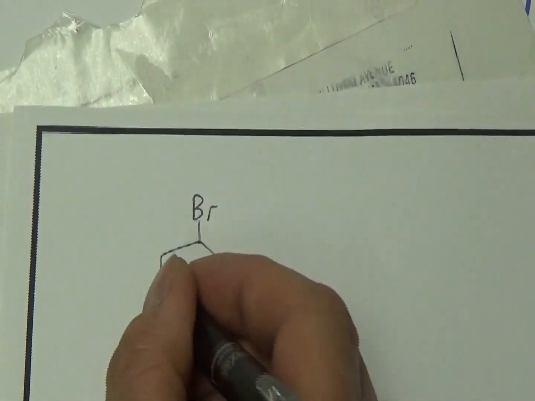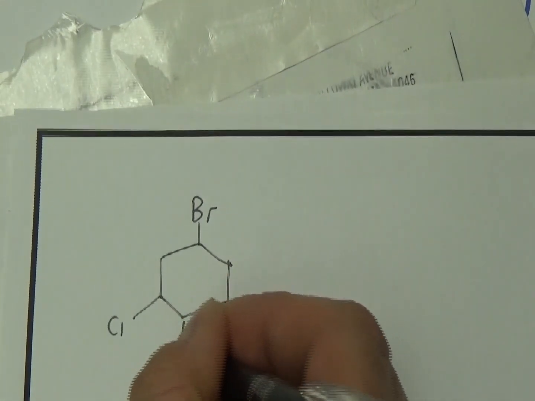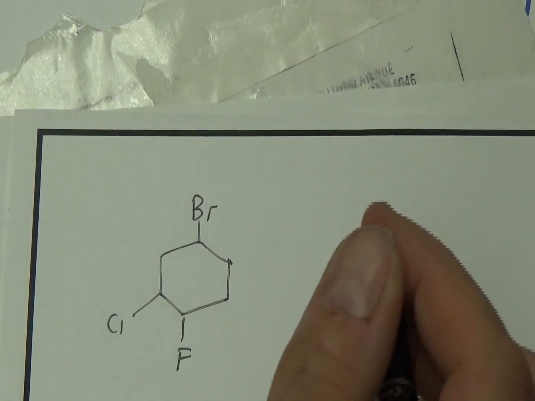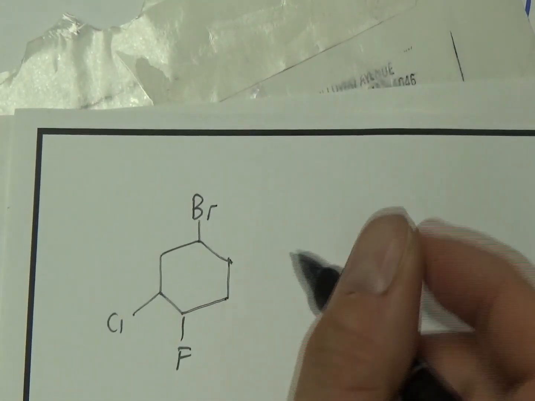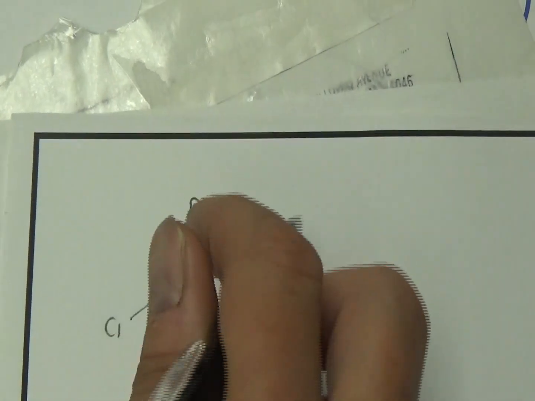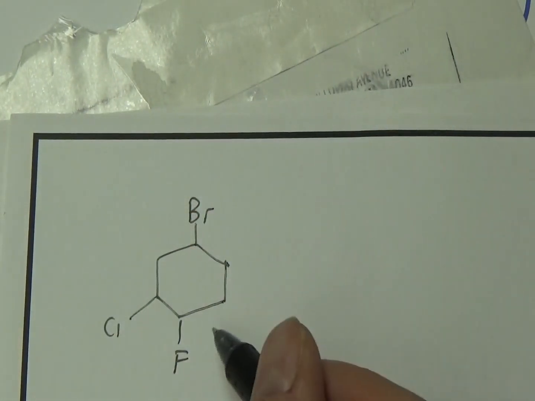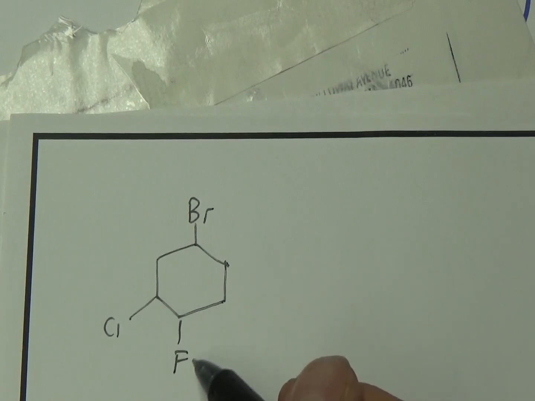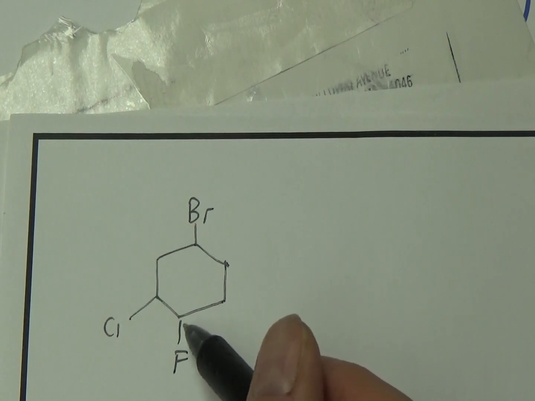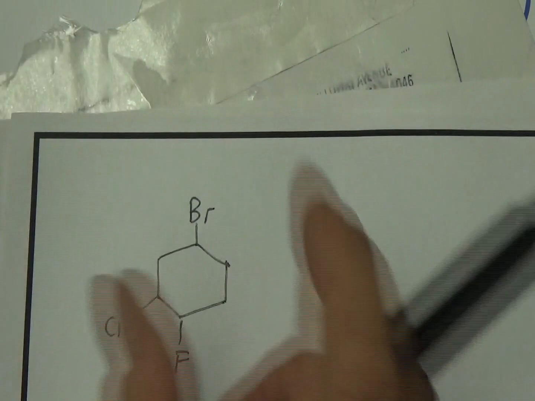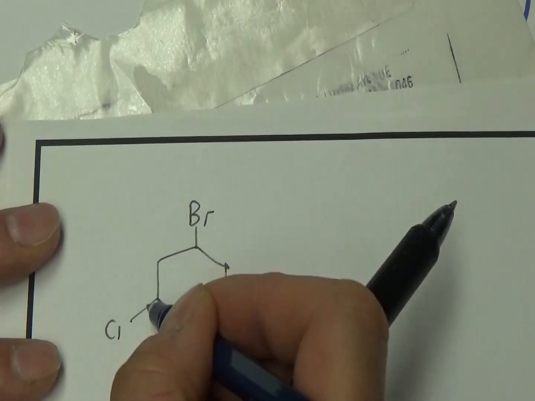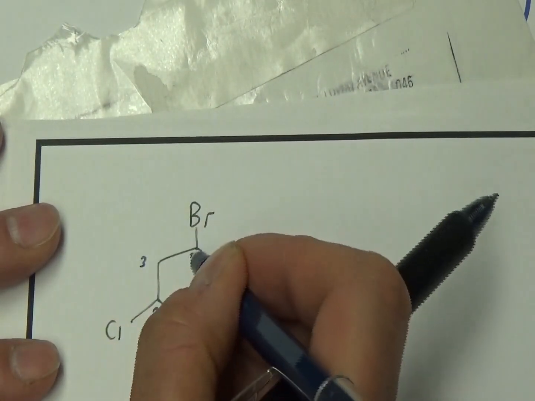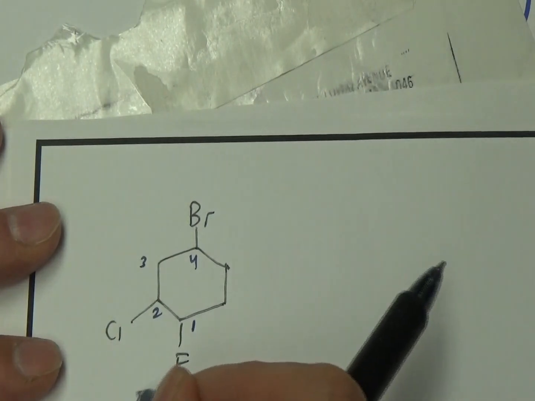Bromine, chlorine, fluorine. Alright, so we have bromine, chlorine, fluorine on this one. So what's going to be our lowest possible numbering system? I recommend, if you see some substituents grouped near each other, you should maybe start numbering at the fluorine. So I think that's going to give us our lowest possible numbering system. So I think it's going to be 1, 2, 3, 4.